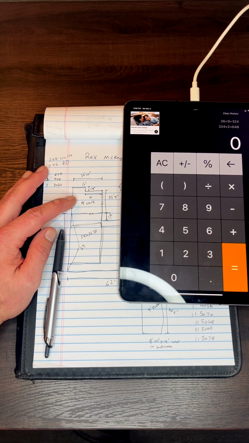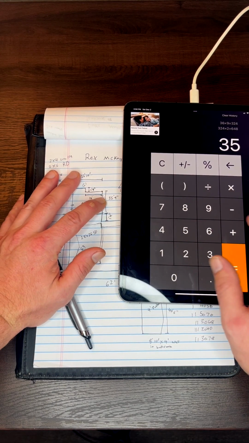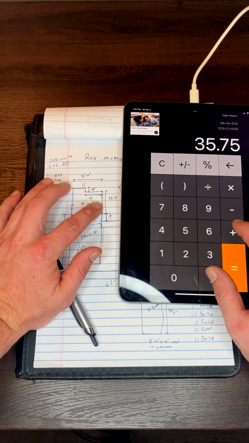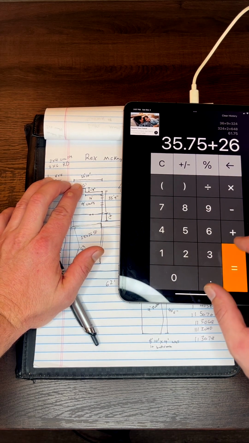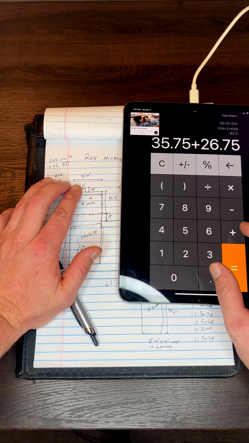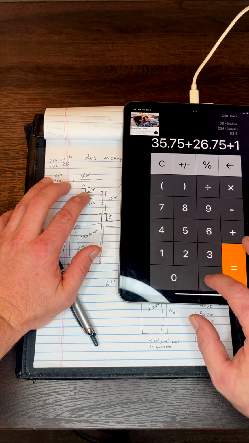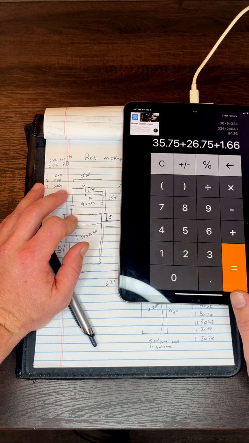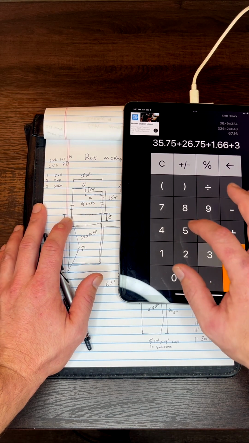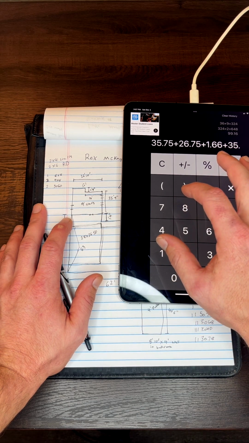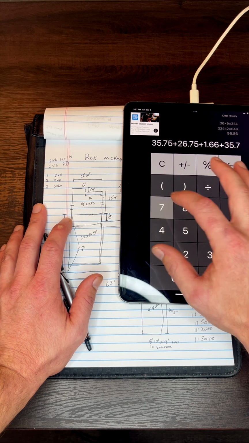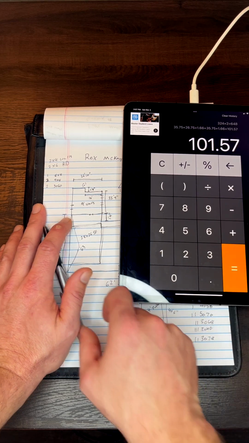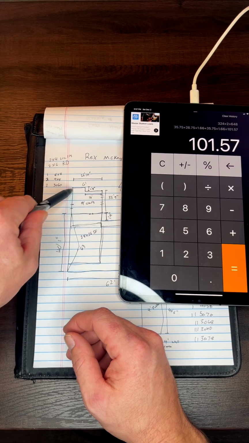Yeah, so on my garage wall right here, 35 feet, 9 inches would be 35.75, plus 26.75, plus... so this will be these outer walls here, all the way around.